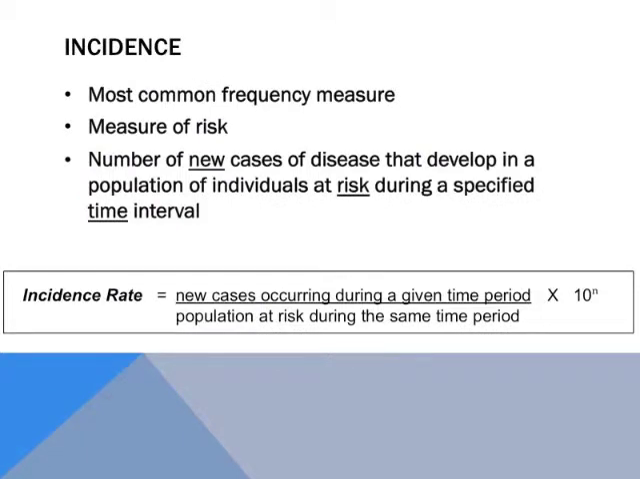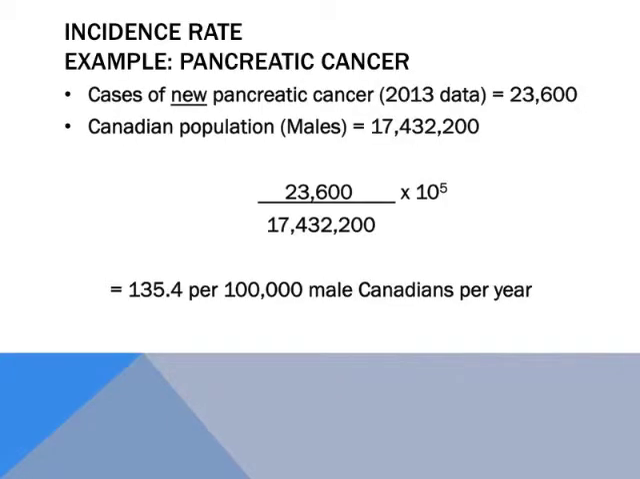Incidence rates are the most common way of measuring and comparing the frequency of disease in populations. Incidence deals with what is new and as such is a measure of risk of developing the disease. The formula for calculating an incidence rate is the number of new cases of disease that developed in the population at risk during a specified time interval. To illustrate this, in 2007 there were 23,231 new cases of prostate cancer in Canada, and the male population was almost 15.5 million.